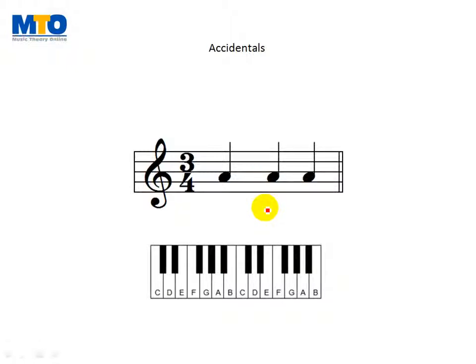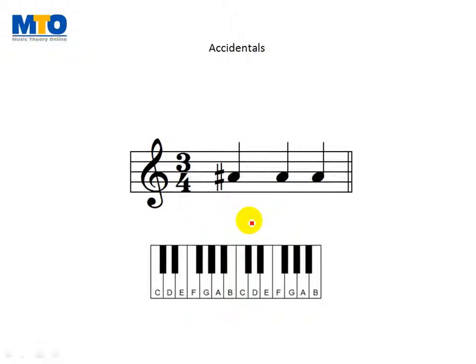Let's look at another example. We've got the same three notes, but on the middle note I'm placing an accidental called the flat sign. Now the original note was A. By placing a flat sign in front of a note, we lower the note by a semitone, so we would now play that note as A flat. So the flat sign lowers a note by a semitone.